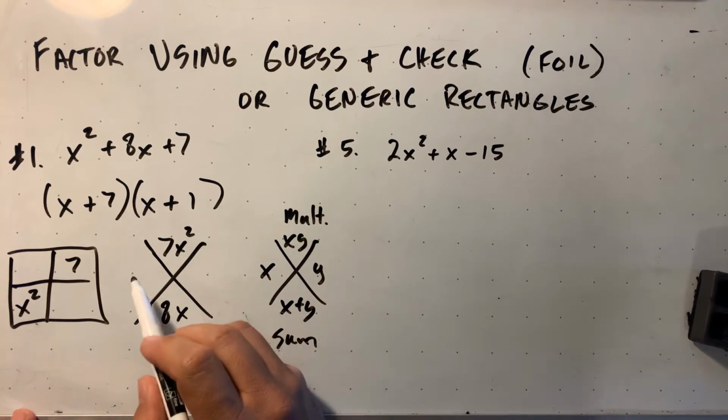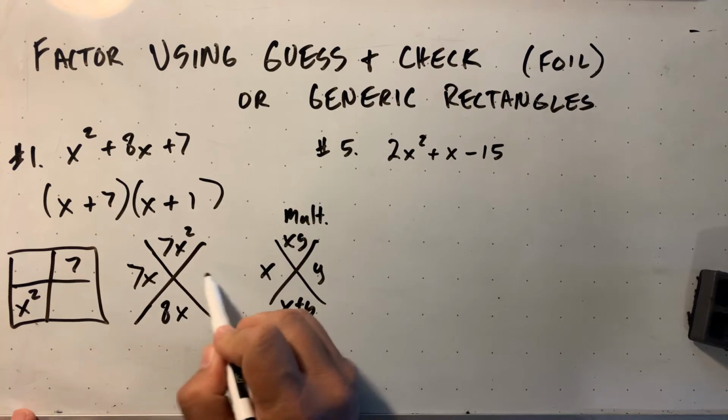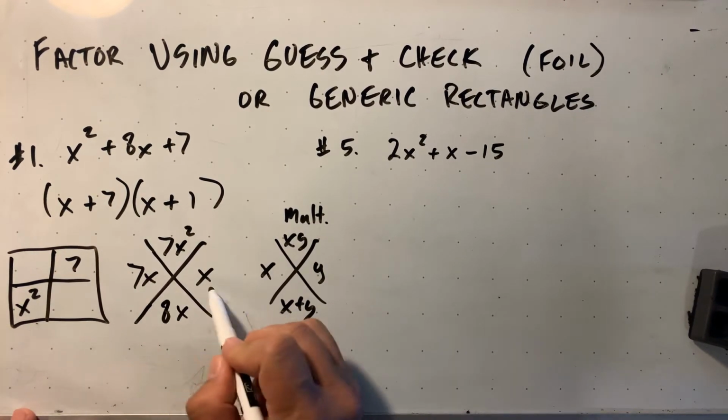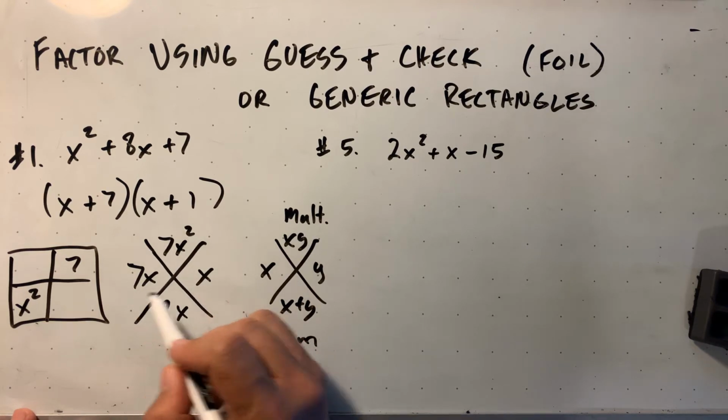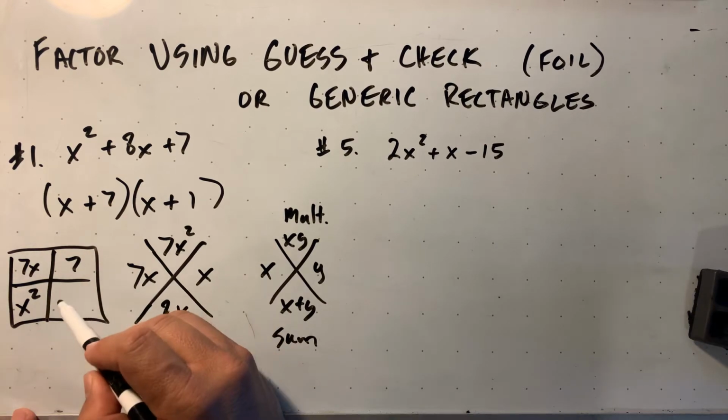Okay, so here's where you got to guess and check it. So 7x and x, if you multiply those together, you're going to get 7x squared, and then if you add these together, you're going to get 8x. So now that we figured those two out, that's what goes in the box. 7x goes there, and then x goes here.